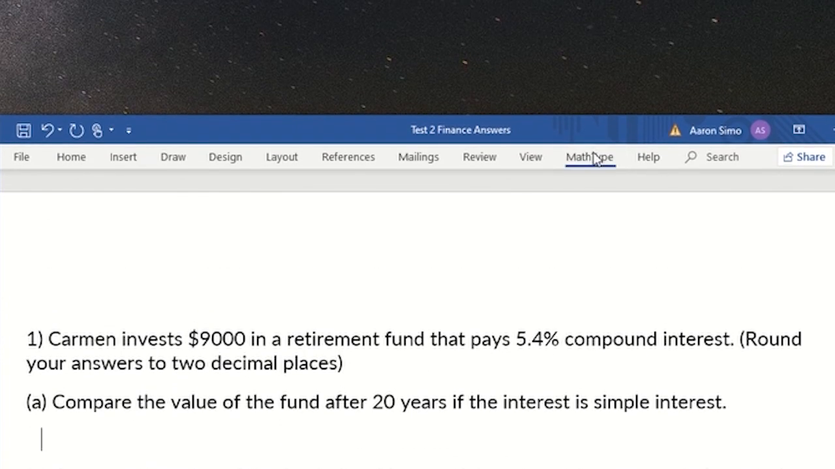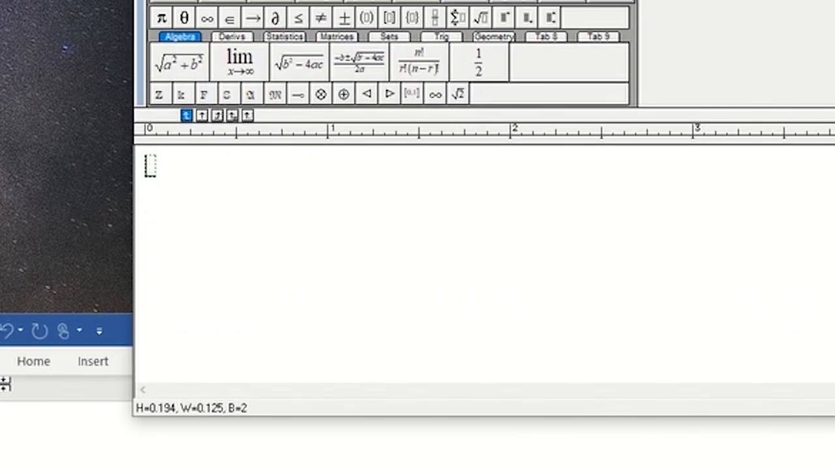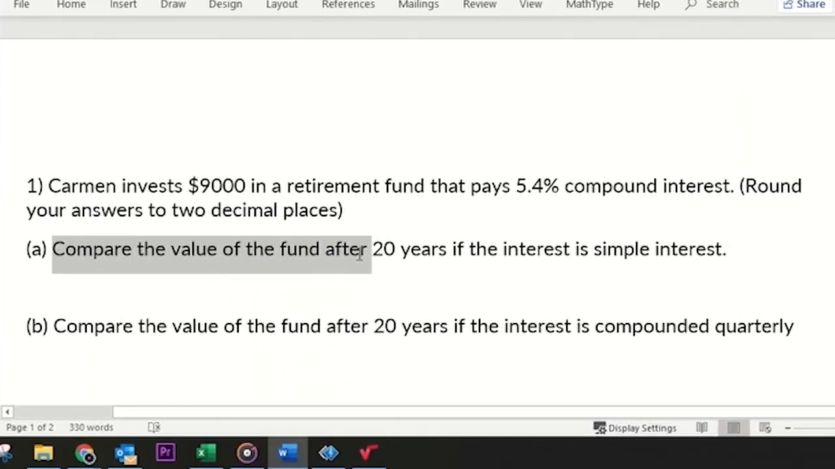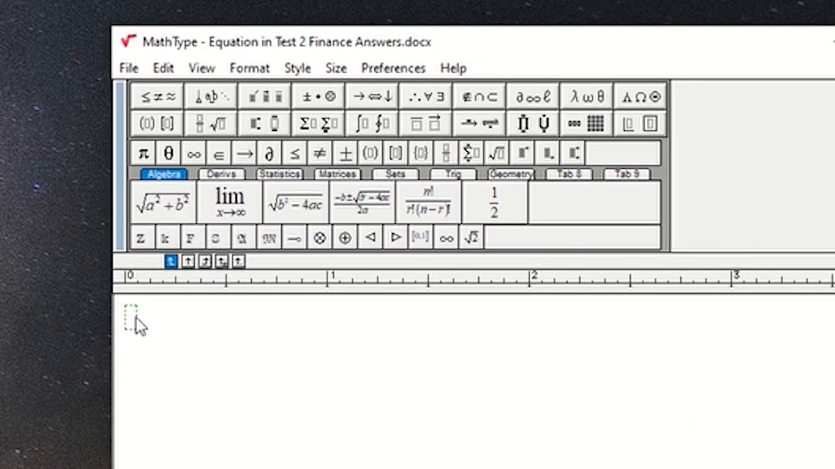Alright, so I go to MathType right here. I like doing inline. I click that, and I'm going to start entering the solution. Compare the value of the fund after 20 years if the interest is simple interest. Let's see, simple interest has the formula. What are we looking for? The value of the fund, we're looking for a future value.